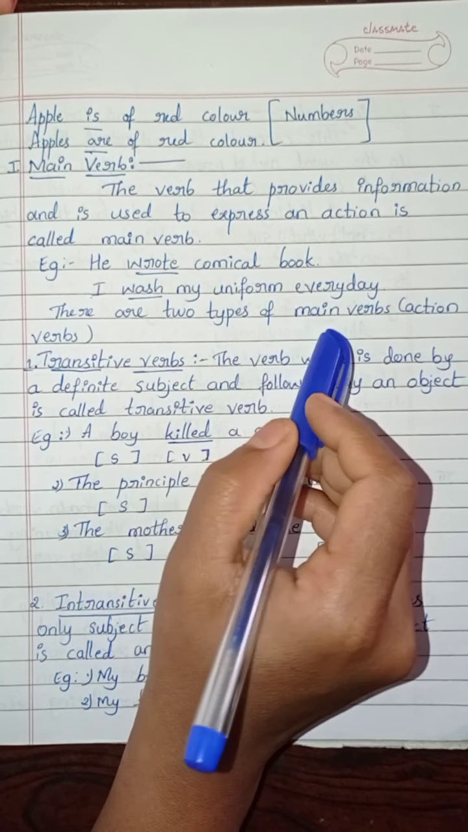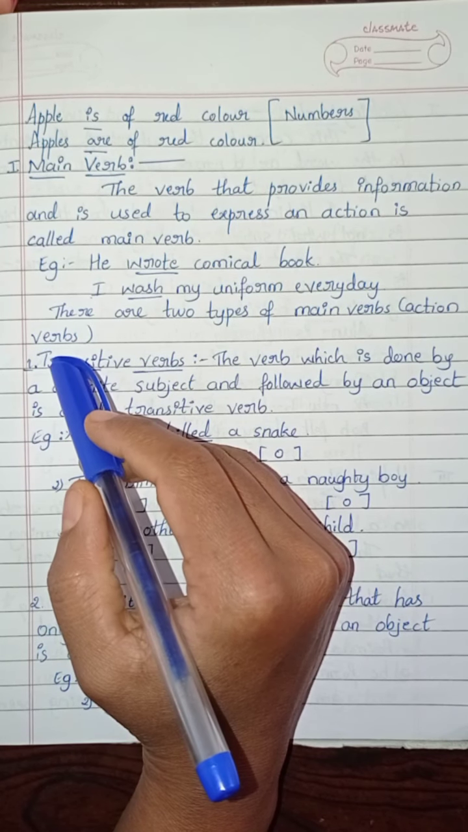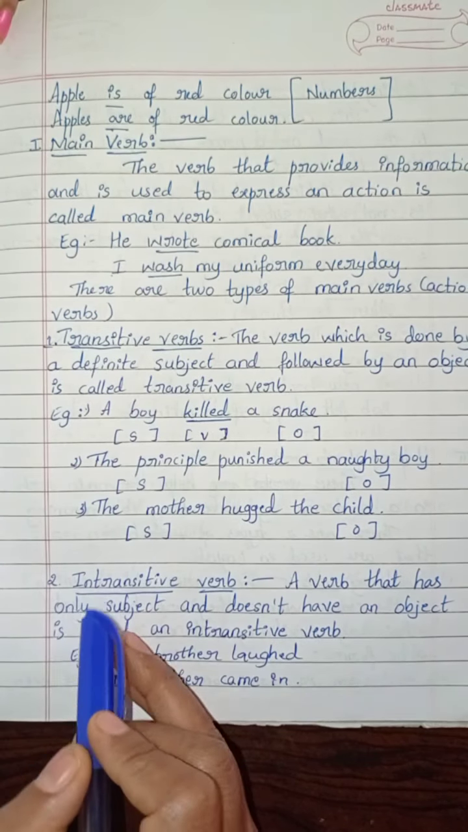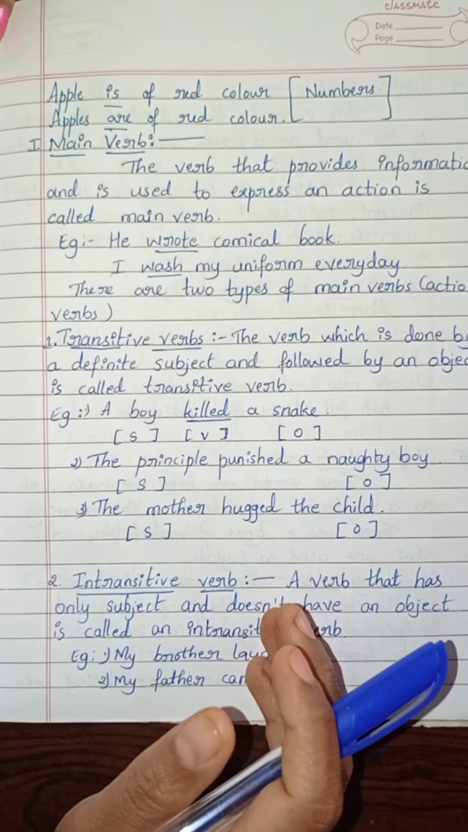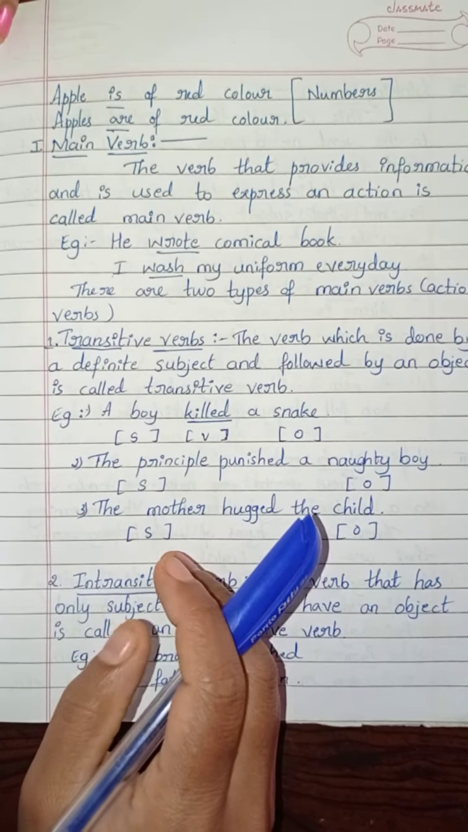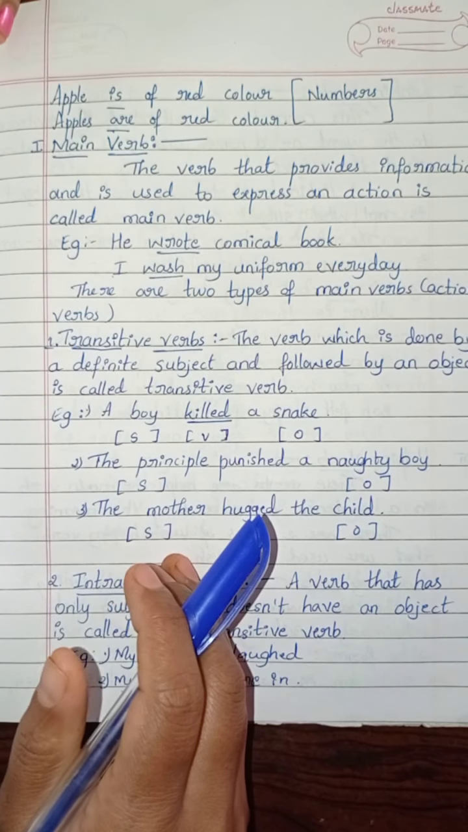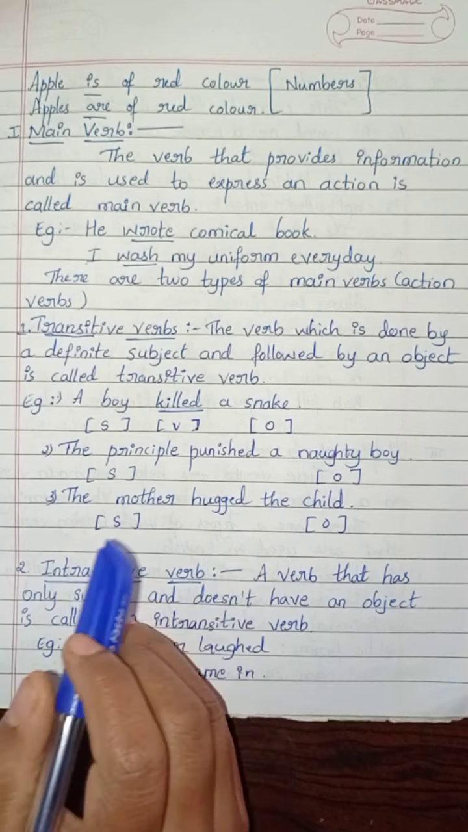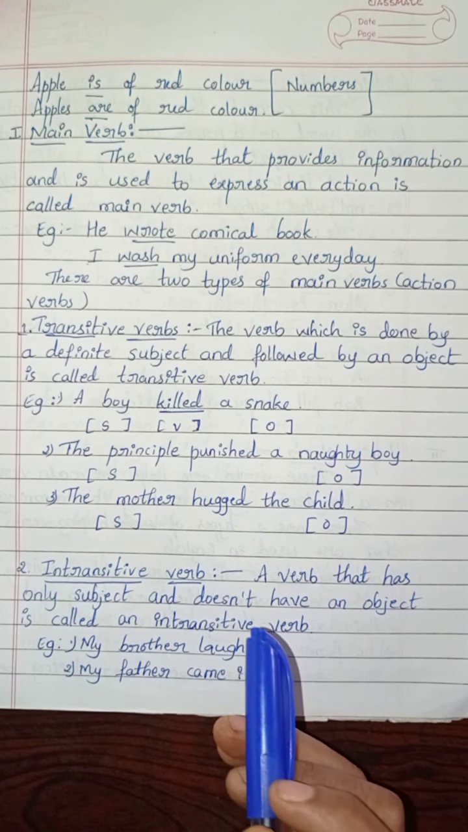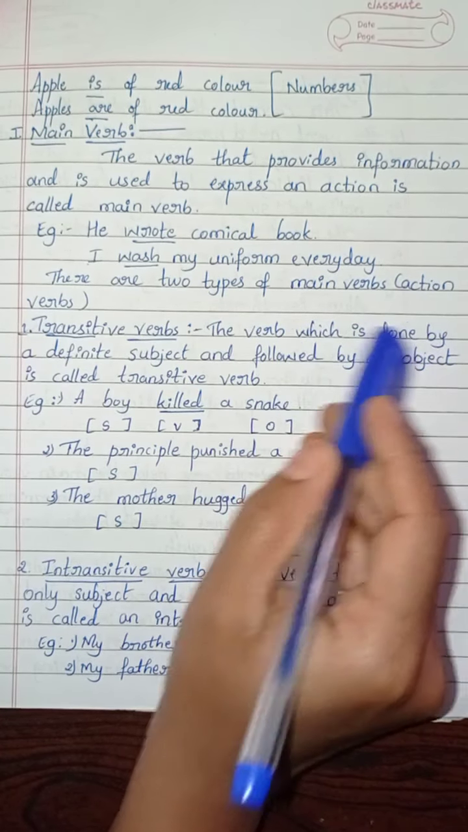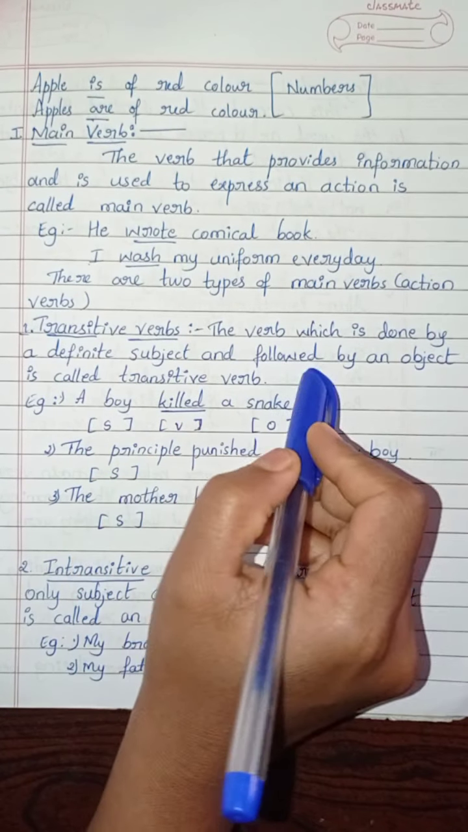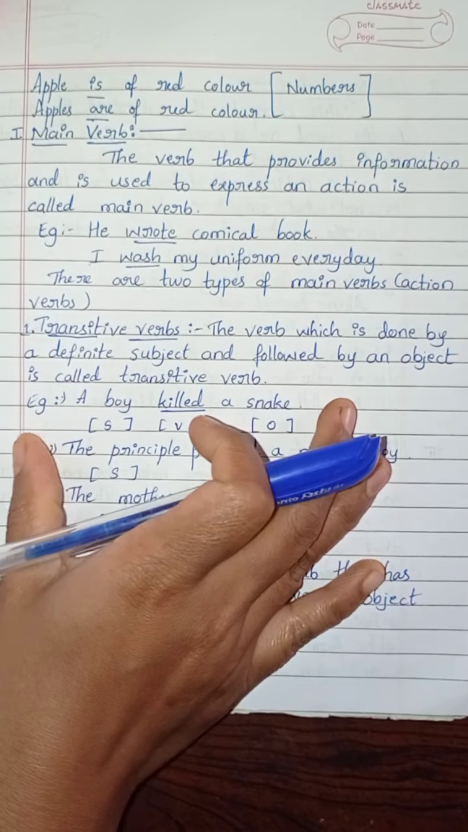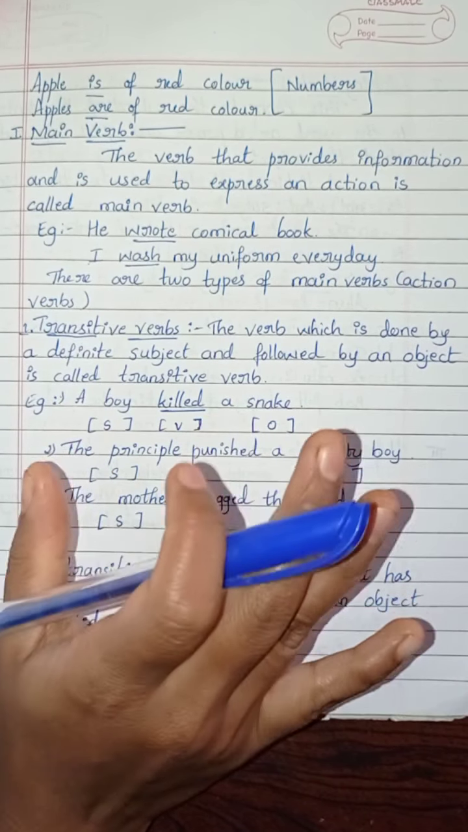Okay, there are 2 types of main verbs or action verbs. They are transitive verbs and intransitive verbs. There are 3 kinds of finite verbs and 2 kinds of main verbs, students. These 2 kinds we have learnt in the 5th standard. Can you guess, students? Yes, transitive verb and intransitive verb. The verb which is done by a definite subject and followed by an object is called a transitive verb. We can observe a subject and an object in this kind of verb.